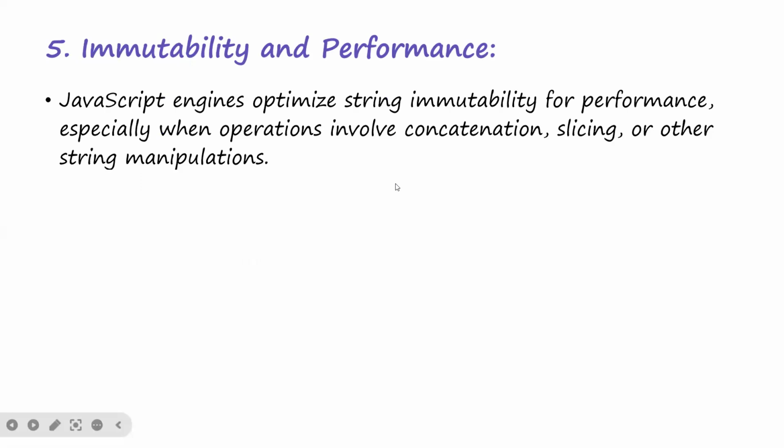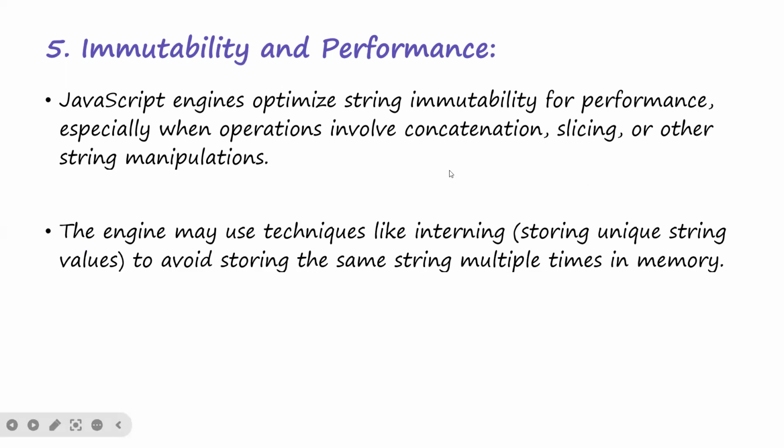Immutability and performance. JavaScript engines optimize string immutability for performance, especially when operations involve concatenation, slicing, or other string manipulation. So by default, JavaScript is actually helping us to optimize our program. When you're doing string concatenation or slicing or other string manipulation using string methods, JavaScript is trying to optimize your code.